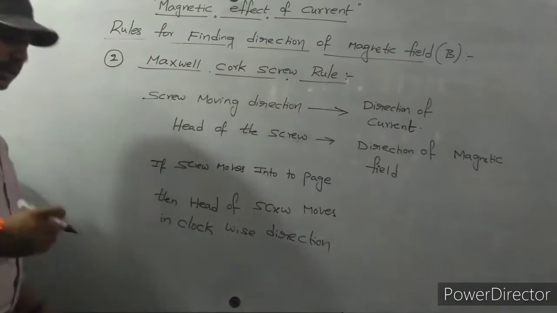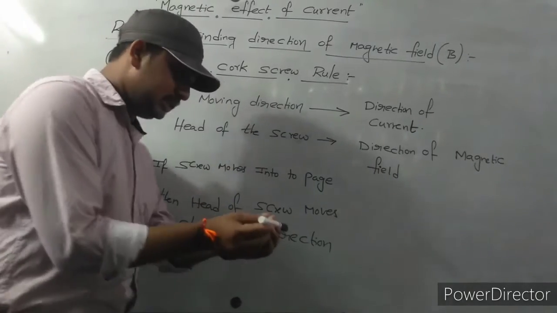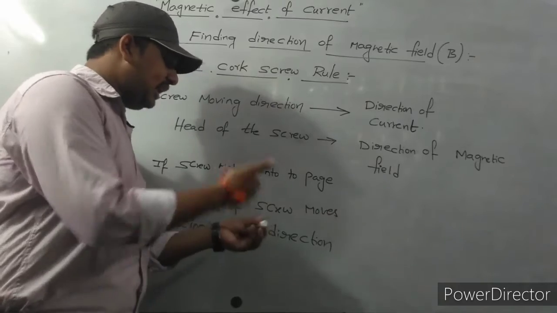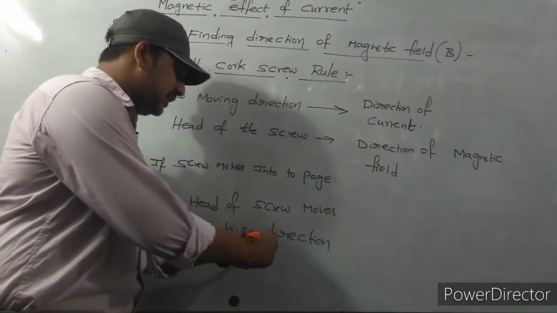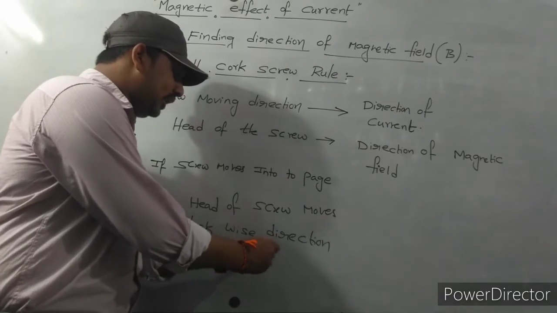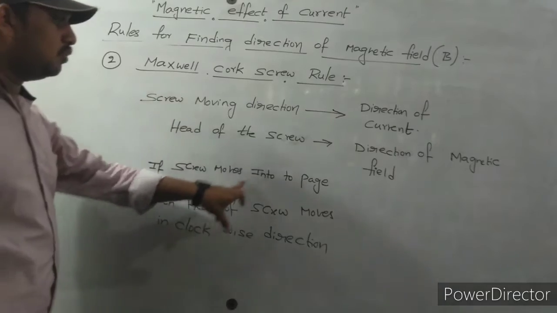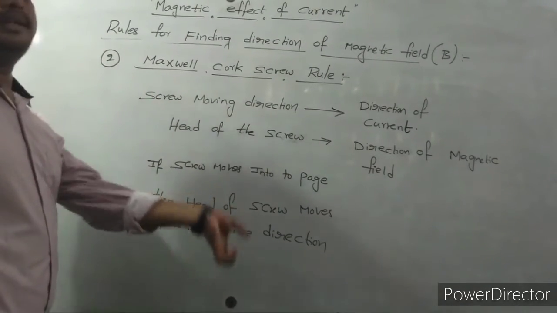So please observe carefully. This is a screw. The screw moves into the face. This is the screw moving direction, into the face. When it moves into the face, into the wall, we are rotating this screw in clockwise direction, then only it is moving into the face. Am I right? If the screw moves into the face, then the head of the screw moves in clockwise direction.